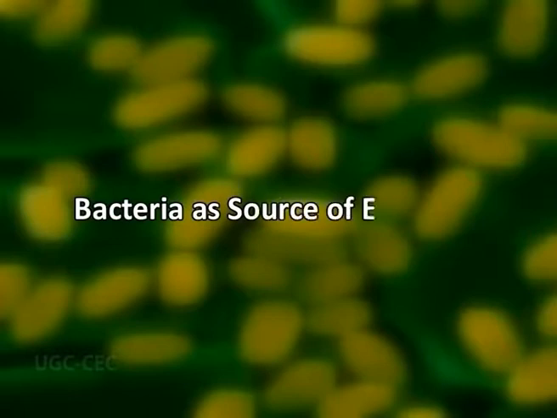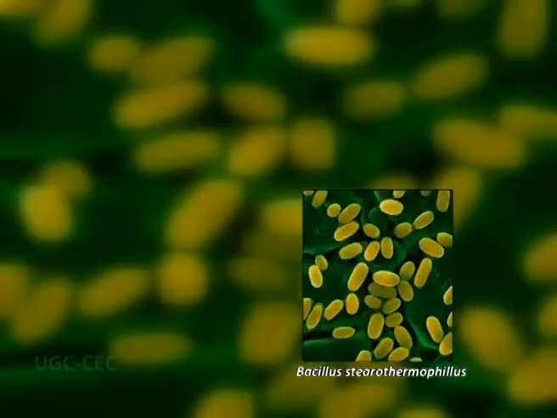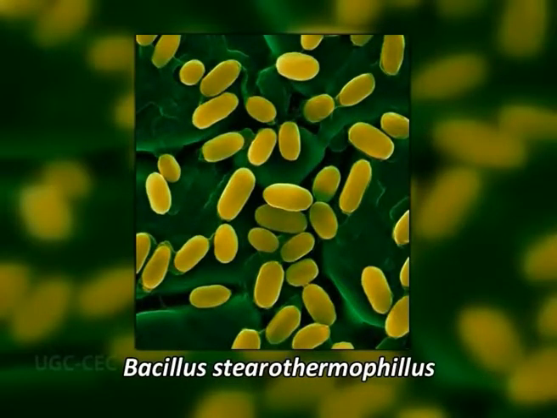Bacteria are also a very rich source of enzymes. A lot of enzymes are obtained from bacteria. On a commercial scale, amylase is obtained from Bacillus stearothermophilus, while protease is obtained from other Bacillus species. Both these enzymes find utility in many industries for the commercial synthesis of many products.